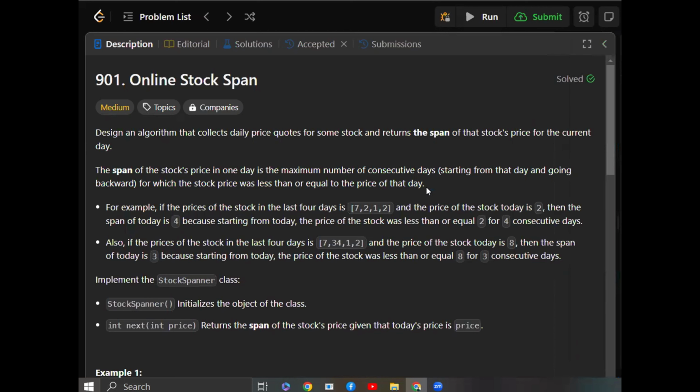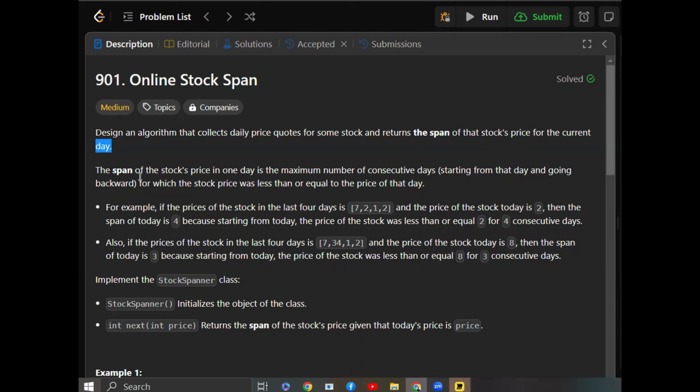Hello everyone. Welcome to the solution of LeetCode problem 901 named Online Stock Span. In this problem, we have to design an algorithm that collects daily price quotes for some stock and returns the span of the stock price for the current day.